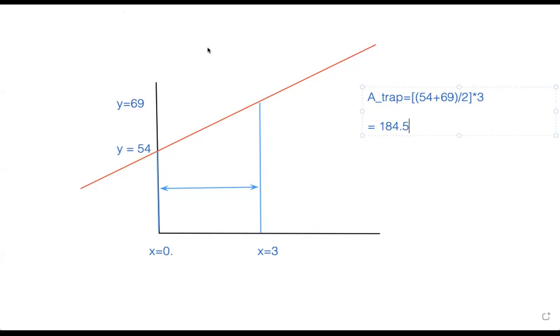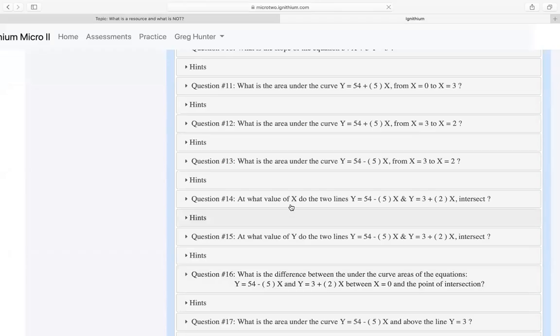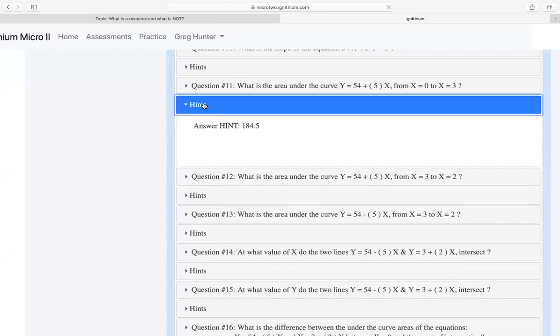Does anybody have any questions about that? Okay, so I'm going to go ahead and save that, and then I will stop sharing, and I will share back to Ignithium. Now, I think it was Alex who said, "Oh, you can round it to 184."